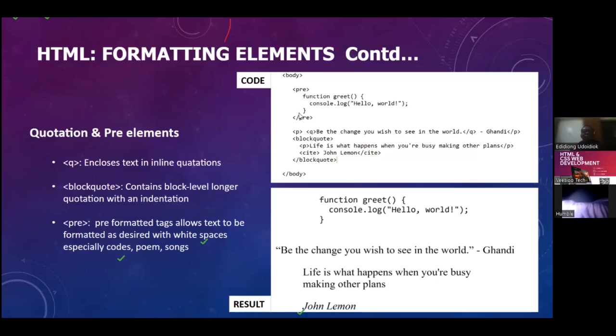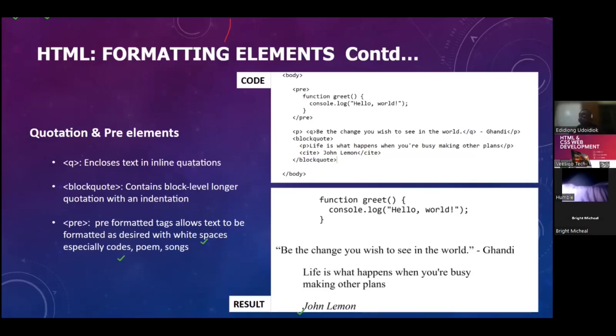Then we have what we call pre. Now, if you check well, you see up here, I have a write-up that says function greet console log. The way I typed it inside my code is the way it is appearing out here. Why? Because I'm using pre, which means preformatted tag. However you write your code is how it's going to present it to you. However you write your content, if you keep space, if you skip lines, it is going to present it that way for you. This is best used if you want to include something like poems or songs inside your website.